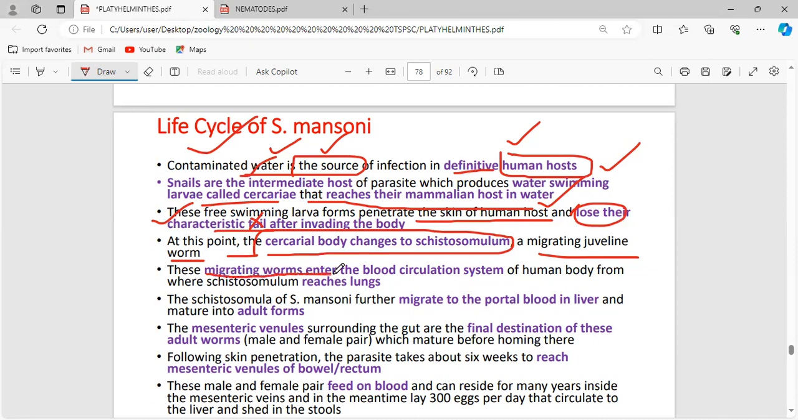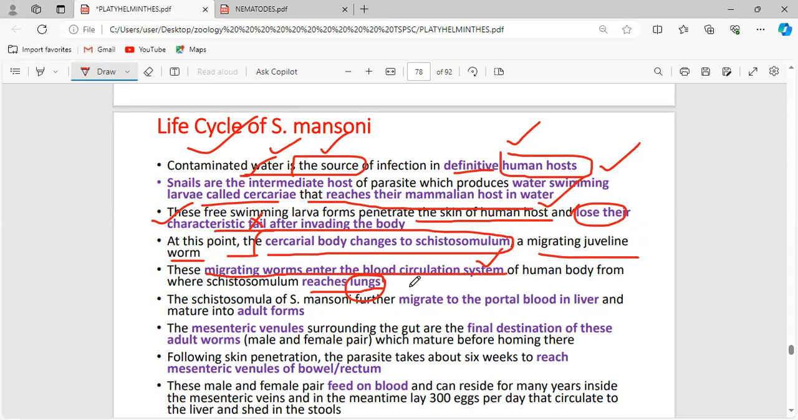These migrating worms enter the blood circulation system of the human body, and from the blood vessels they reach the lungs, and from the lungs they reach the liver. The tail is for swimming in water. Of course, the tail is for swimming in water. Once it reaches the host, there is no need for the tail, so it will be lost there. It is needed only when they are swimming in the water to reach the host.